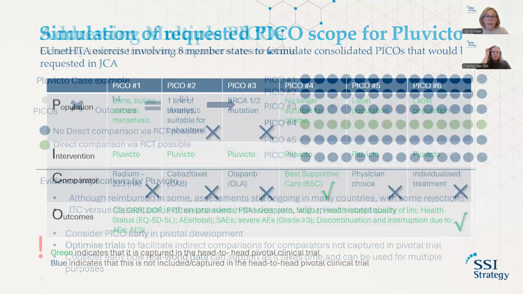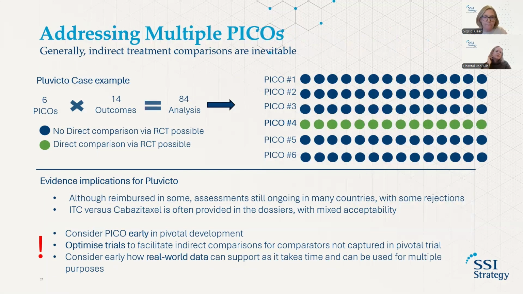Great. Okay. Well, just to go back to this scope, right? So 6 PICOs, 14 outcomes means 84 different analyses to be captured in that file. We have seen that PICO 4 is the only PICO where you can just straight away do your analysis and you have the outcomes. For the rest, you will need to think about how to compile the evidence.